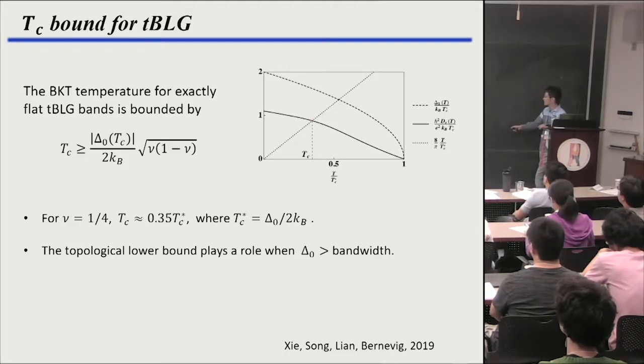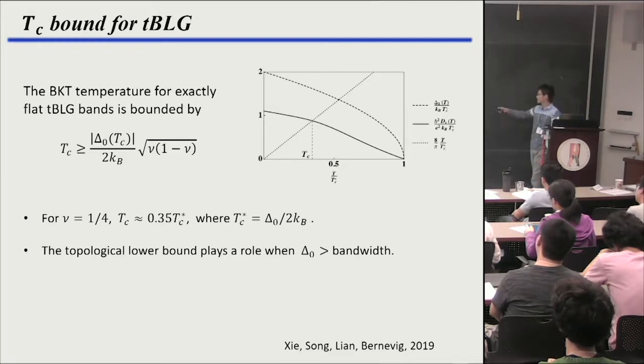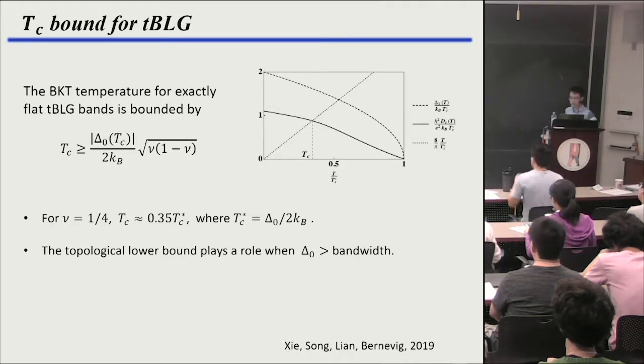But I need to emphasize that this topological lower bound only plays a dominant role when your bandwidth is much smaller than the mean field delta zero. Because if the bandwidth is large, your effective mass is not that large, and in that case the Ginzburg-Landau contribution is larger and will dominate over this topological feature. So this really works in the strong pairing case.